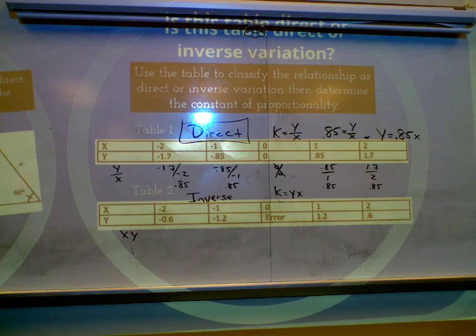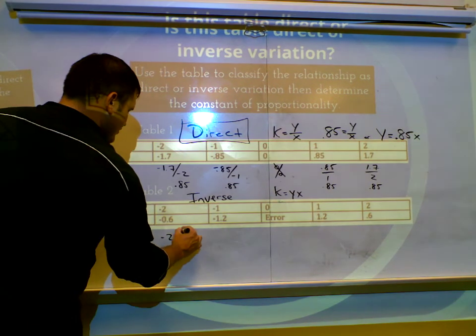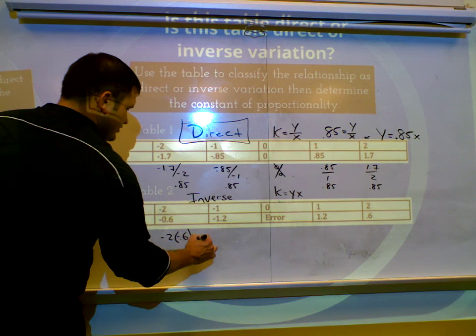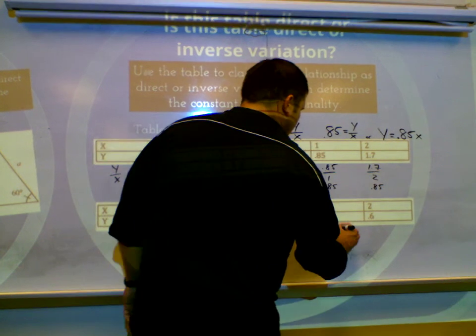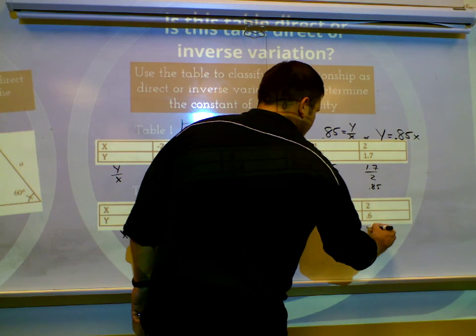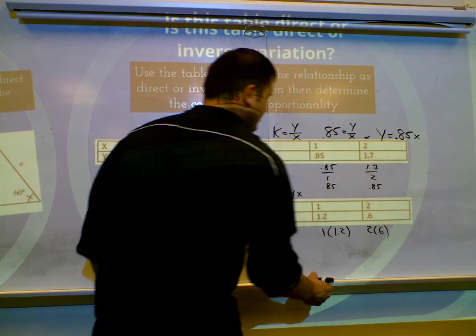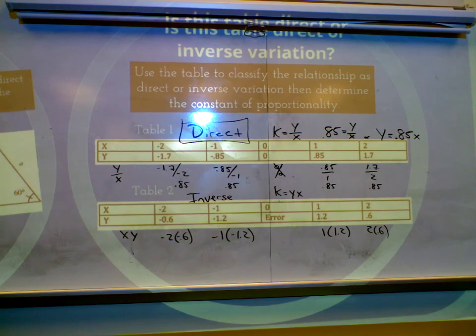Yeah. So -2 times -0.6, -1 times -1.2, 1 times 1.2, 2 times 0.6. Can't multiply error by anything. That doesn't work.